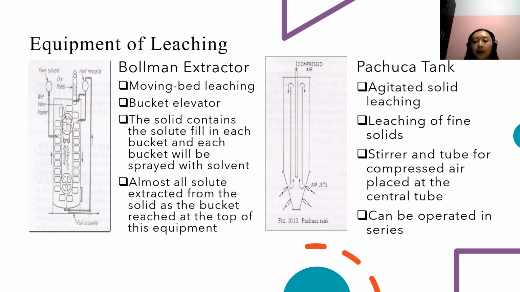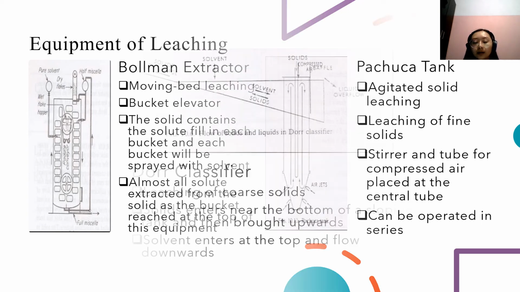The second is the Pachuca tank. It is also known as agitated solid leaching. It is for leaching of fine solid. Stirrer and tube for compressed air are placed at the center tube. It can be operated in series.